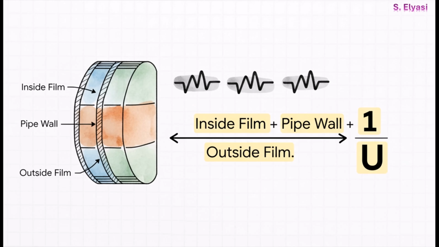Since U is a measure of how well heat flows, or its inductance, it's simply 1 over the total resistance, and that denominator is just the sum of our 3 hurdles. Let's break it down. That first term, 1 over HI, is the resistance from that inside fluid film, and we just scale it by the ratio of the areas. The middle term is the resistance of the pipe wall itself. That depends on the pipe's outer and inner radii, RO and RI, its length, L, and its thermal conductivity, K. And that last term, 1 over HO, is the resistance from the outside fluid film. You just add them up, take the inverse, and bingo, you've got your U value.